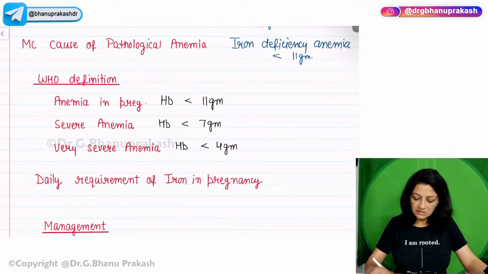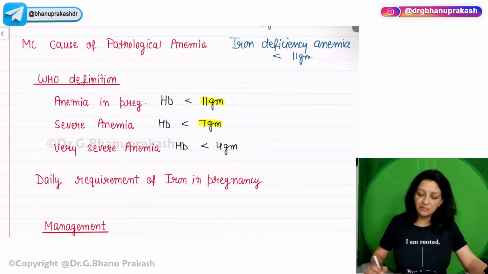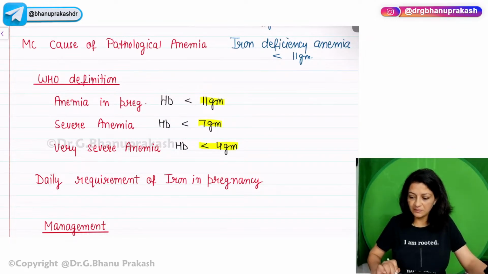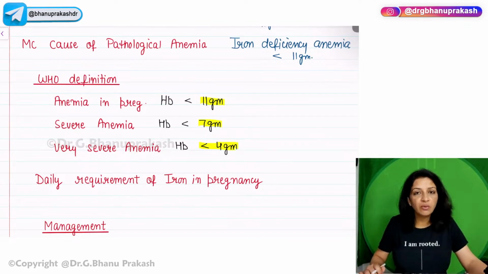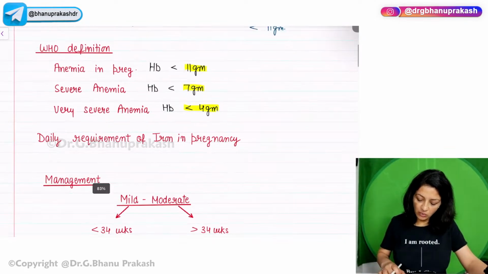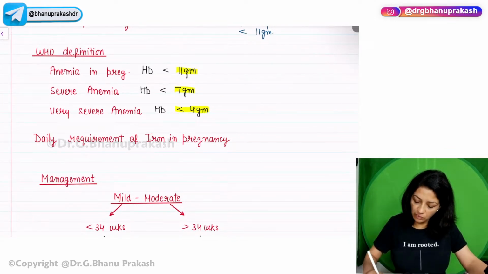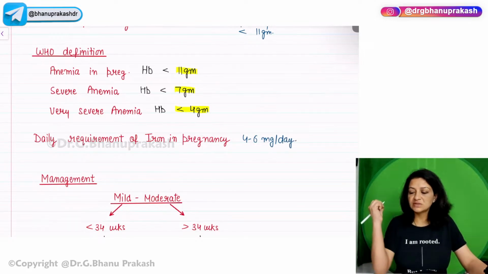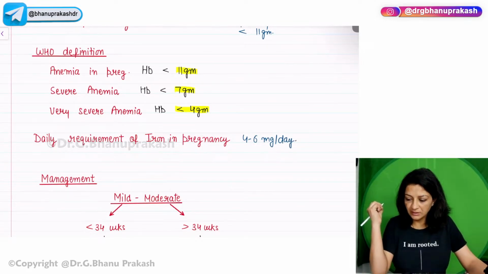Severe anemia means hemoglobin less than 7, and very severe anemia means less than 4 grams. And the daily requirement of iron in pregnancy is 4 to 6 milligrams per day.